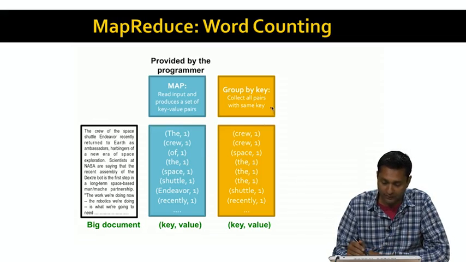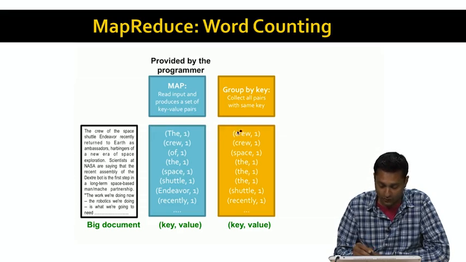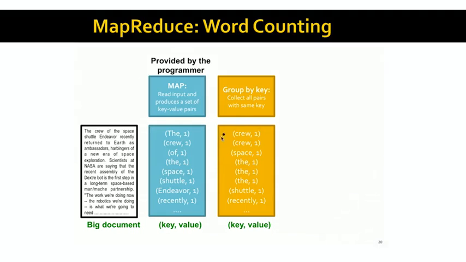Now the next step is the group by key step, which collects together all pairs with the same key. So you can see that there are two intermediate tuples with the key crew, and those are collected together here. There's one with the word space. There are 3 with the word the, and so on. And they're all sorted and collected together in this place here.